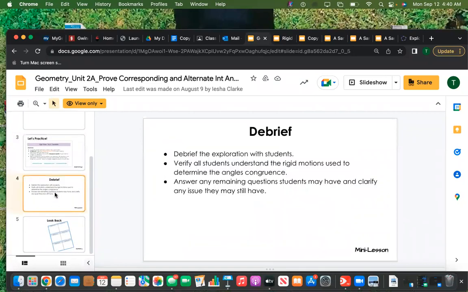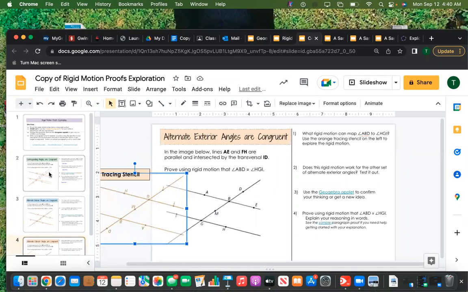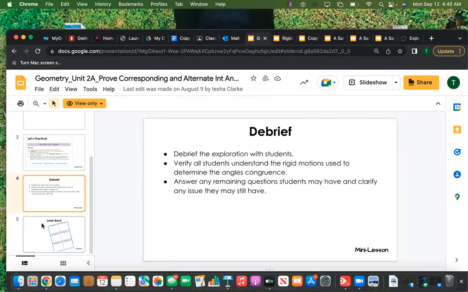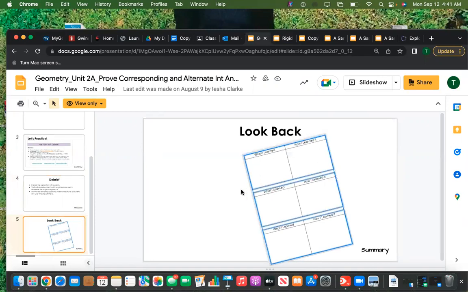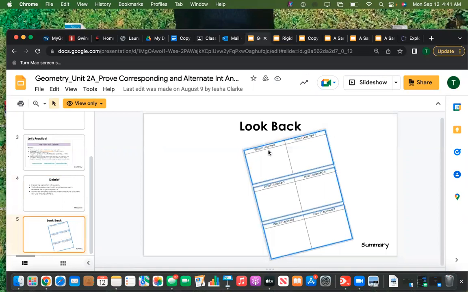Okay. All right, so to brief the exploration and verify all students understand the rigid motions used to determine the angles of congruence. Again, what we did was we said, all right, we take 180 degrees, we rotate it, and we can prove alternate exterior angles are congruent, alternate interior angles are congruent, and I don't remember the last one. Corresponding angles are congruent. Okay, so I want you to write those out. Now, again, write me a summary of what you learned. I would definitely know my vocab very well for this unit. That's how you're going to be successful. Okay. Just kind of a recap.